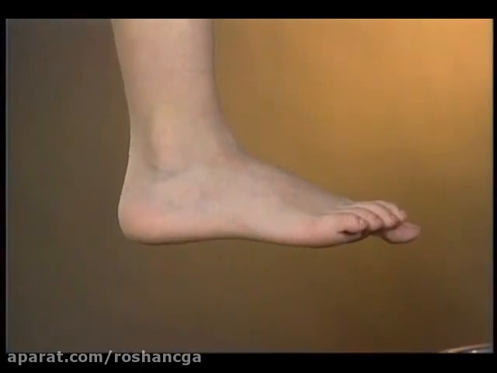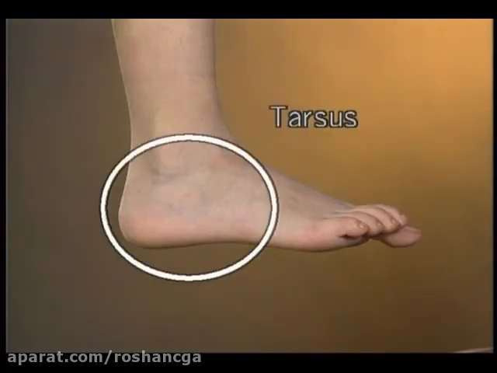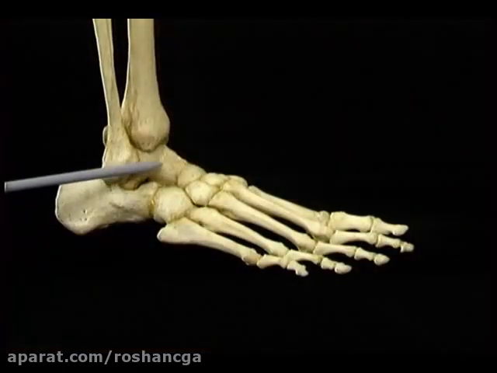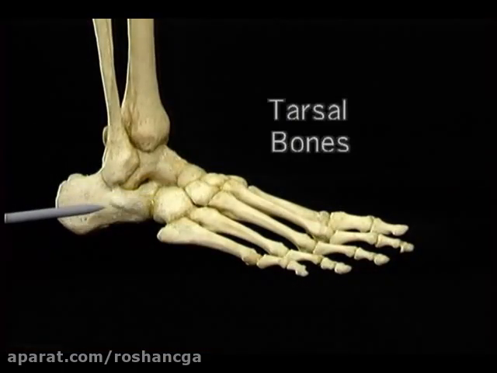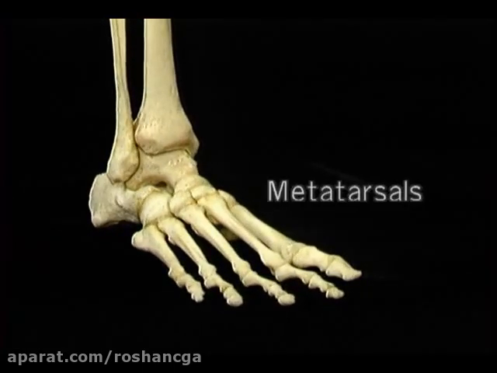The upper and lower surfaces of the foot are called the dorsal surface and plantar surface. This part of the foot is called the tarsus. These bones are the tarsal bones. The long bones in front of them are the metatarsals.